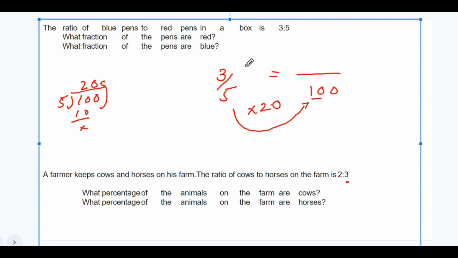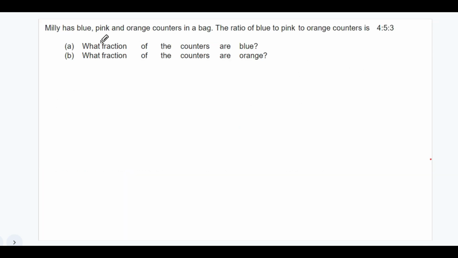This thing you need to do on the top as well. So 3 times 20 is 60. Now can you tell me what we mean by 60 over 100? Yes, well done. 60% is your answer. Hopefully you understood how we can find the fractions and change them into percentages, but still we need to do more practice.